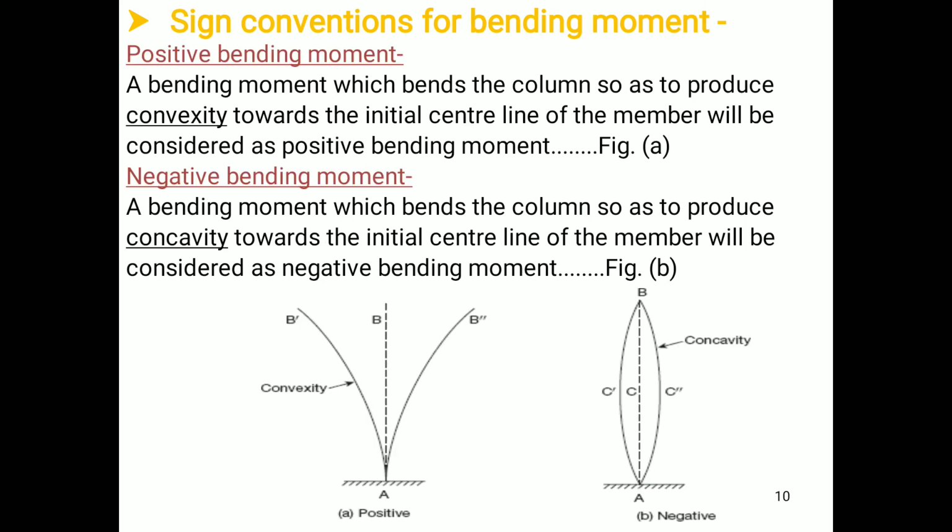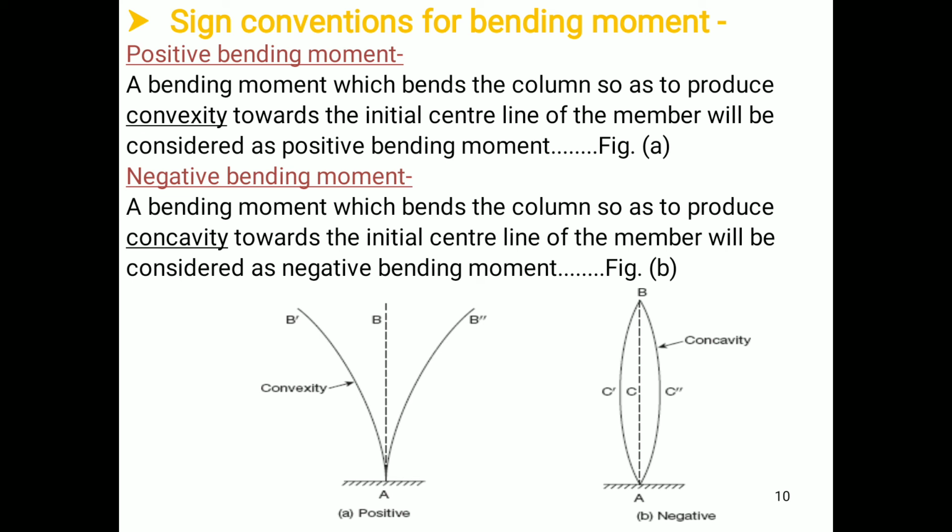And the last topic of today's lecture is sign conventions for the bending moment. First one is the positive bending moment. A bending moment which bends the column so as to produce convexity towards the initial center line of the member will be considered a positive bending moment. It is shown in figure A. A positive bending moment is nothing but the column produces convexity towards the initial center line of the member.